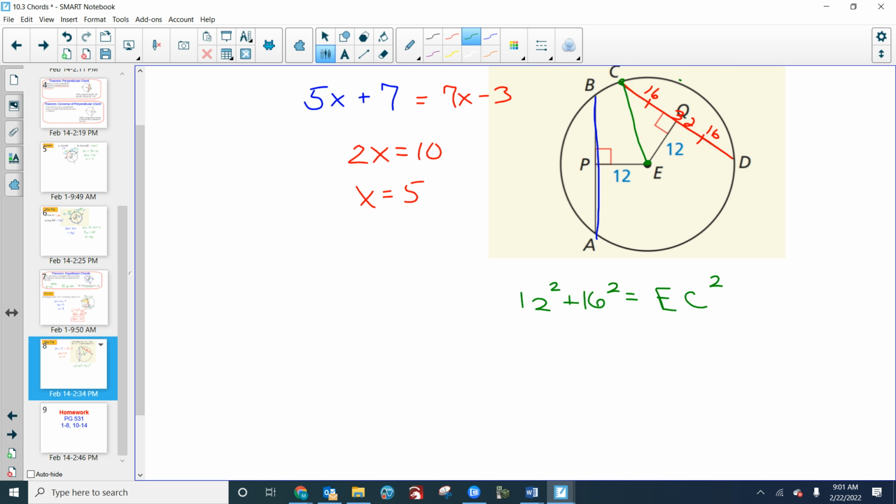Let's see. 144 and 256. Is that a perfect 400? I think so. 400, yeah. And then once we square root it, EC is 20. So this radius is 20. And no matter where you draw it in the circle, the radius will be 20. Does that make sense?